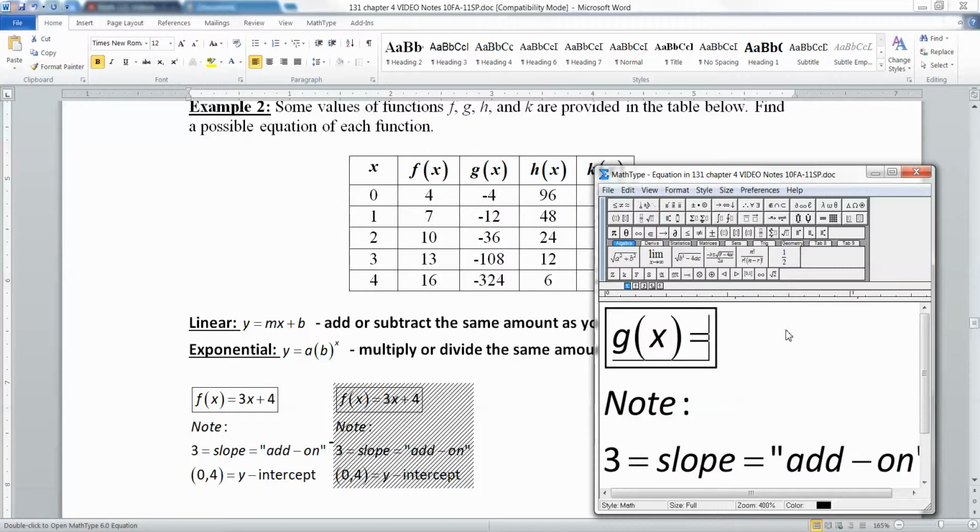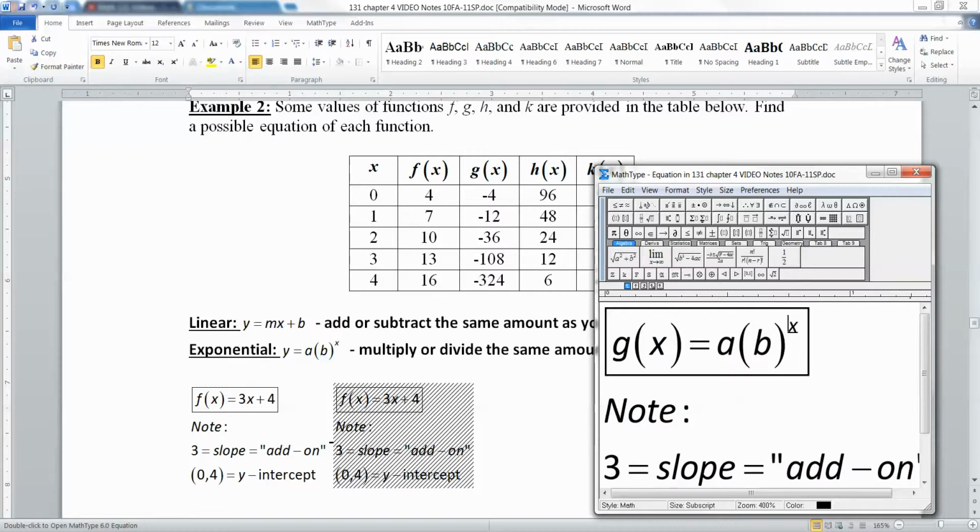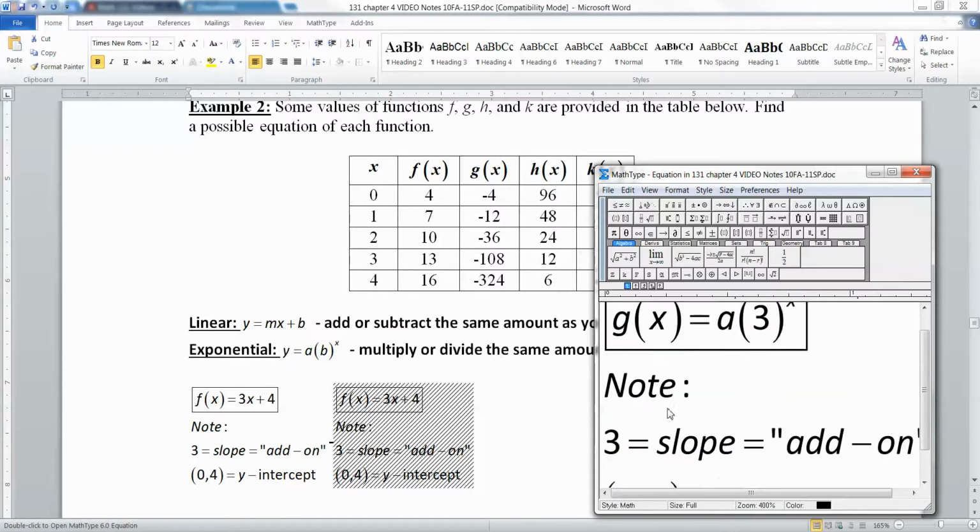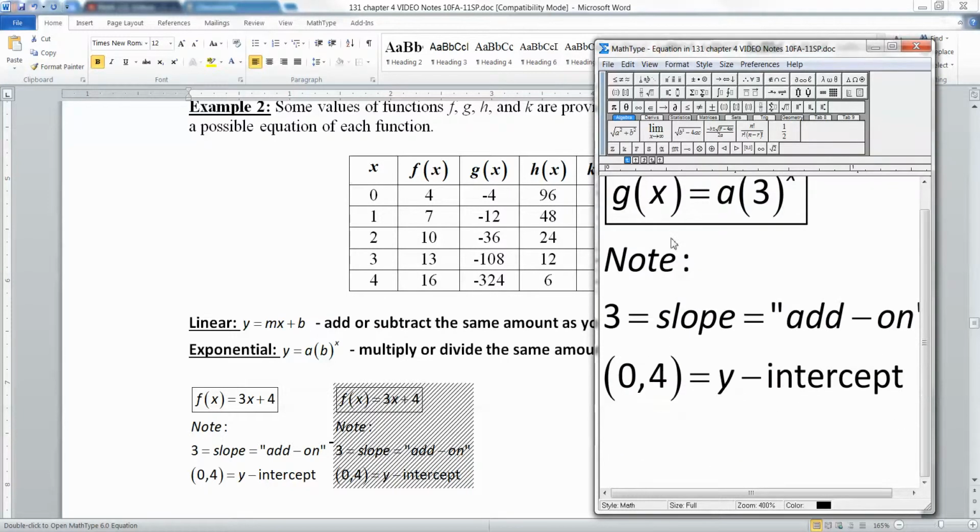So we're not adding or subtracting, we're multiplying. -4 times 3 makes -12, -12 times 3 makes -36, -36 times 3 makes -108, and so on. So you can tell that it's a times b to the x. You can tell it's exponential. Hopefully you can also tell that b must be 3. 3 is what you multiply by. So it's not your slope, it's your base multiplier. Base, right? It's what you multiply by.